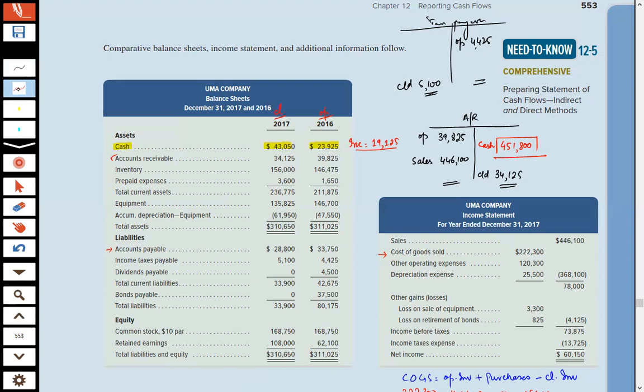Tax expense is debited and tax payable is credited. Tax expense 13,725. No matter if it is positive or negative, we have to credit the tax payable T account 13,725. The remaining amount is the tax paid. We can calculate it easily. 4,425 plus 13,725 minus 5,100. It would be 13,050, the amount we have paid to the authorities for tax purposes.